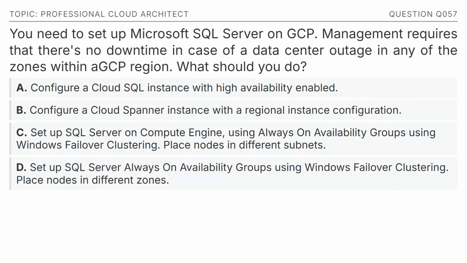You need to set up Microsoft SQL Server on GCP. Management requires that there's no downtime in case of a data center outage in any of the zones within a GCP region. What should you do? The options are: Option A, configure a Cloud SQL instance with high availability enabled. Option B, configure a Cloud Spanner instance with a regional instance configuration. Option C, set up SQL Server on Compute Engine, using Always On availability groups using Windows failover clustering. Place nodes in different subnets. Option D, set up SQL Server Always On availability groups using Windows failover clustering. Place nodes in different zones.